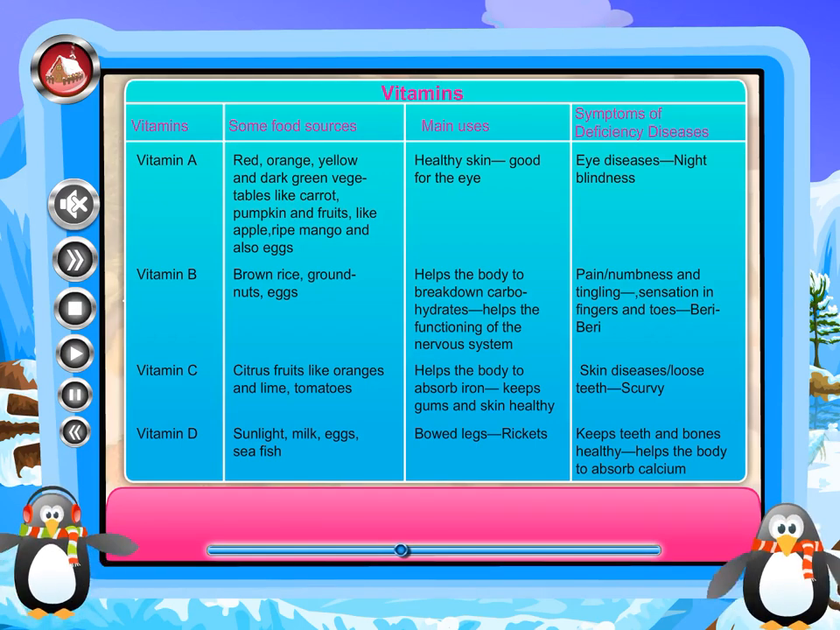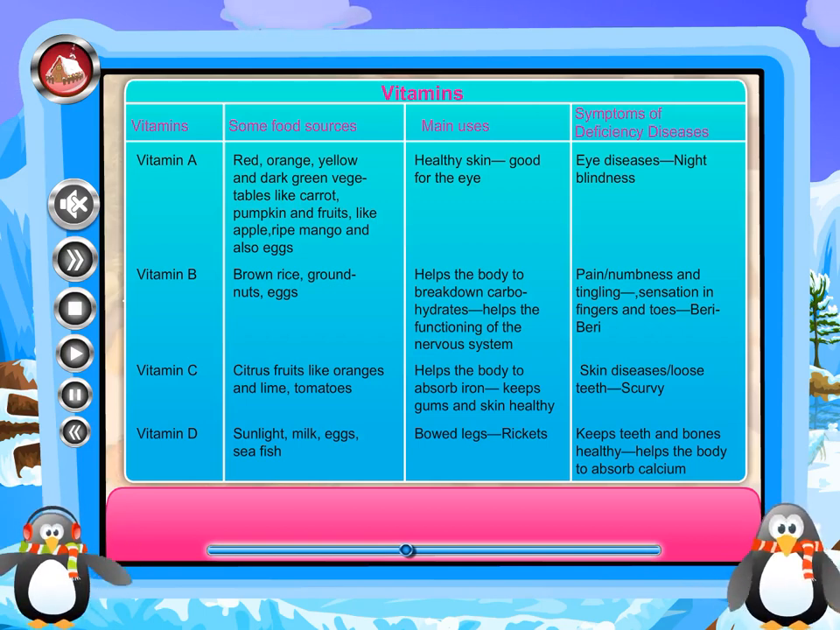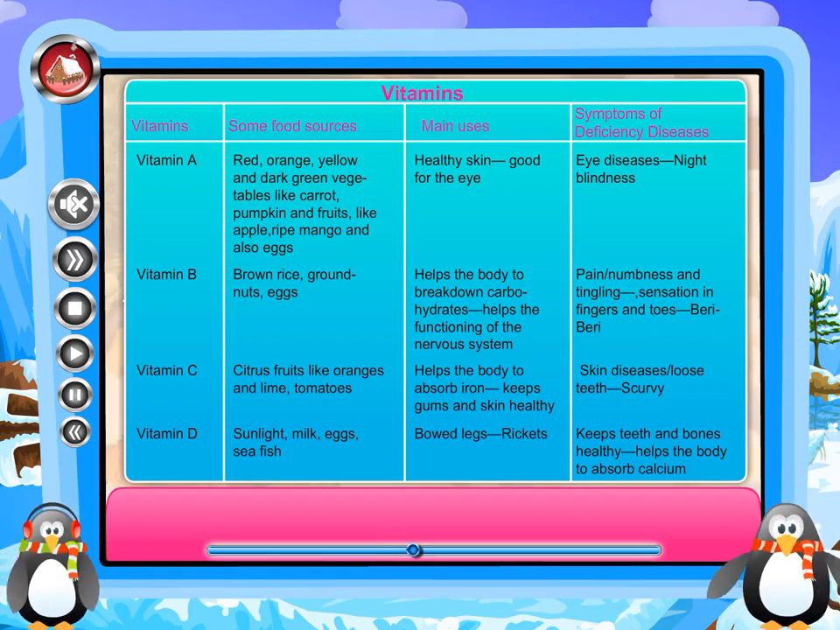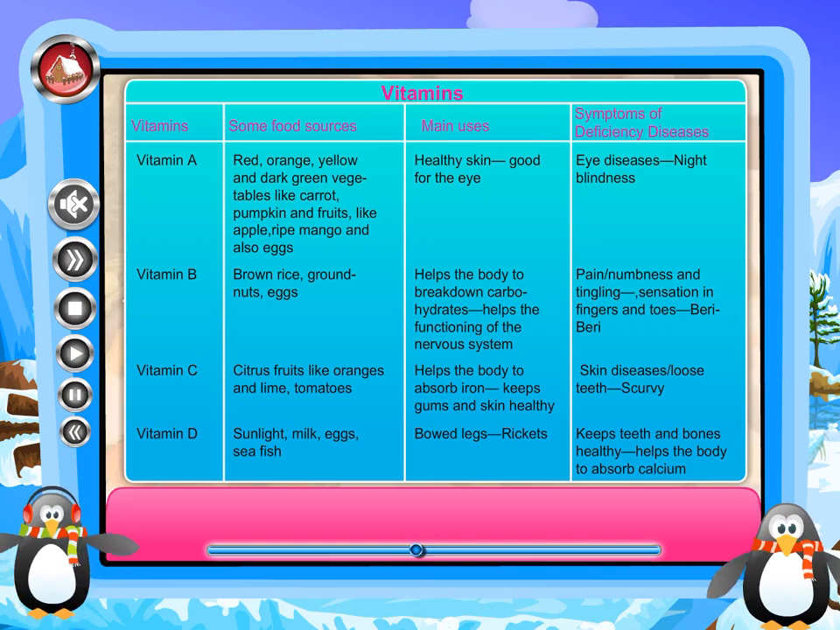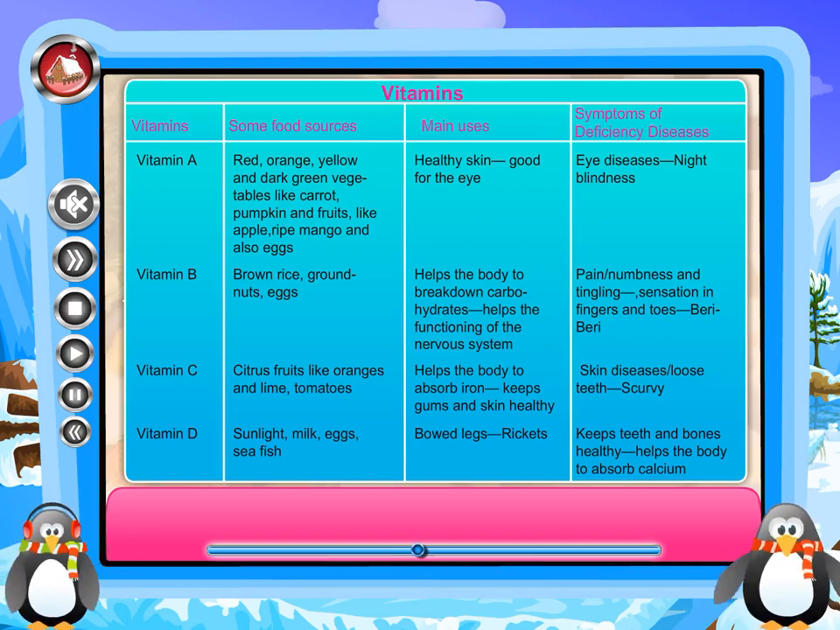Beriberi. Vitamin C, citrus fruits like oranges and lime, tomatoes. Helps the body to absorb iron. Keeps gums and skin healthy. Skin diseases, loose teeth, scurvy. Vitamin D, sunlight, milk, eggs, sea fish. Bow legs, rickets. Keeps teeth and bones healthy. Helps the body to absorb calcium.